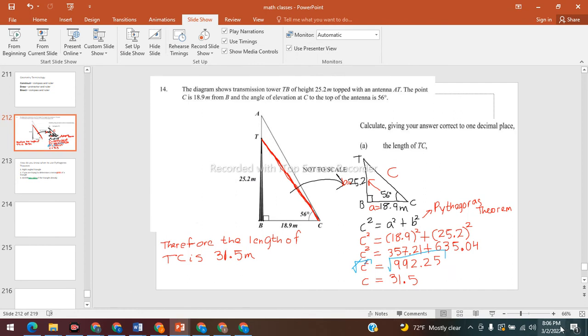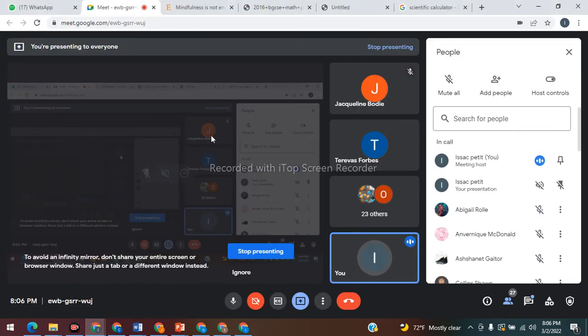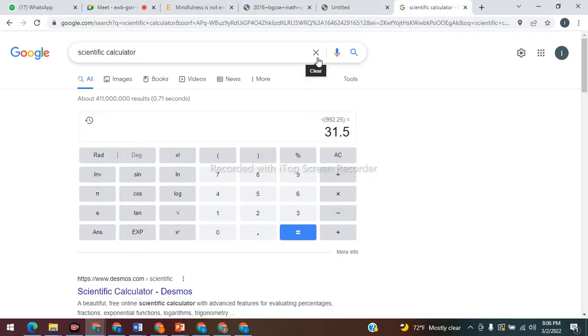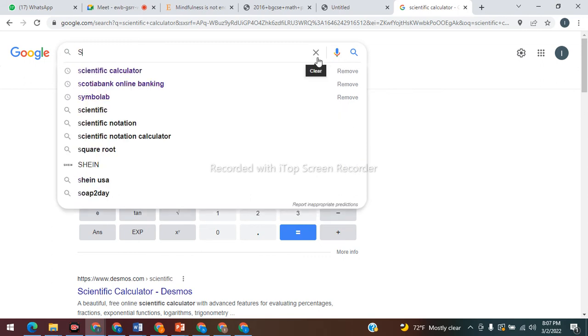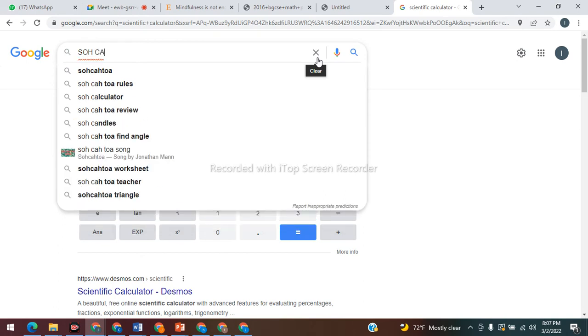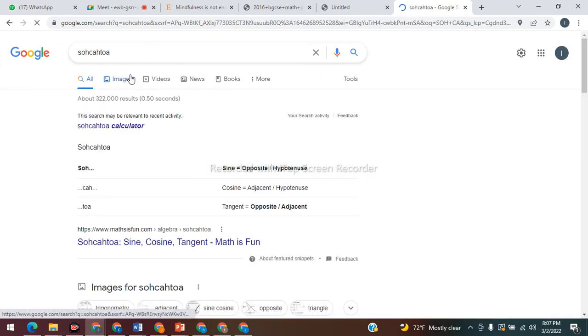It's 8:06 and it's language time. But just send it to my WhatsApp and I'll get it. You don't even need SOHCAHTOA for the BGCSE, honestly. All you need is Pythagoras Theorem, sine rule, and cosine rule. Once you have those three, you're straight. Let me just show you what SOHCAHTOA is. SOHCAHTOA, that's trig ratios.